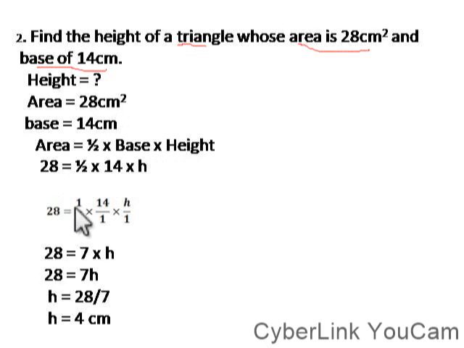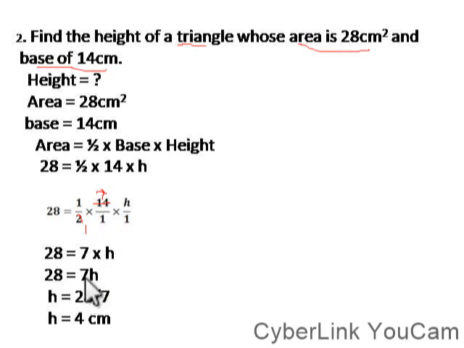28 is equal to half times 14 over 1 times h over 1. Now 2 can divide 14. 2 divided by itself gives us 1, and 2 divided into 14 gives us 7. So what do we have left? We have 28 is equal to 7 times h, and 7 times h gives us 7h.